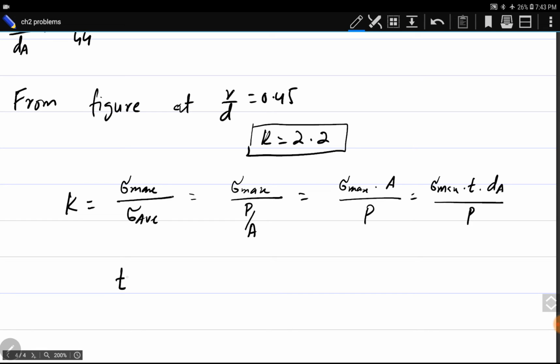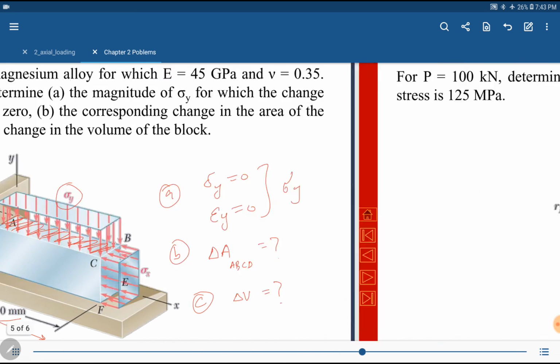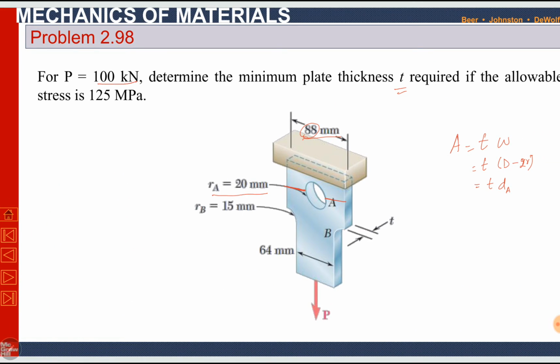Thickness will be equal to Kp divided by sigma maximum into dA. We know all the values. K is 2.2. P is given in the problem. It is 100 kilonewtons. Sigma maximum is 125 megapascal.